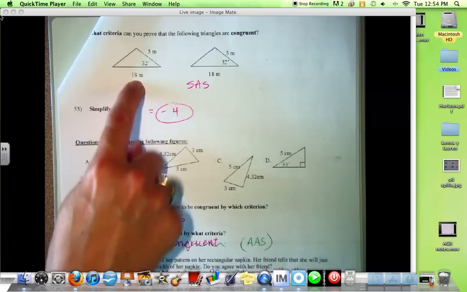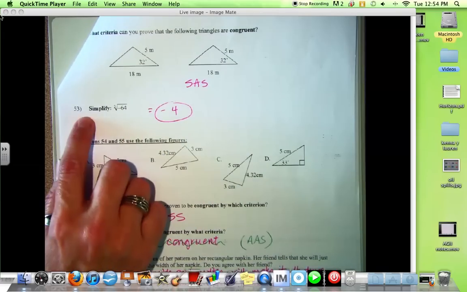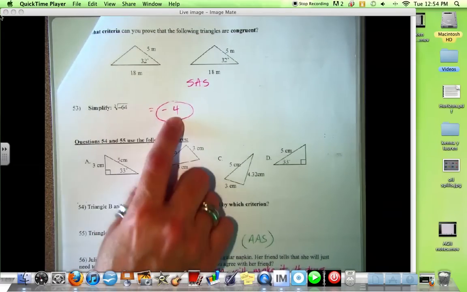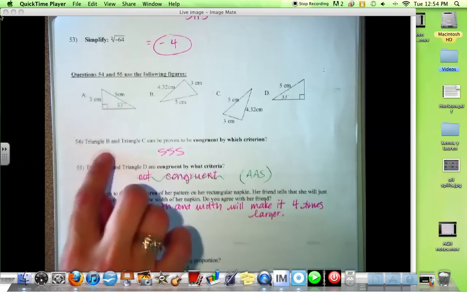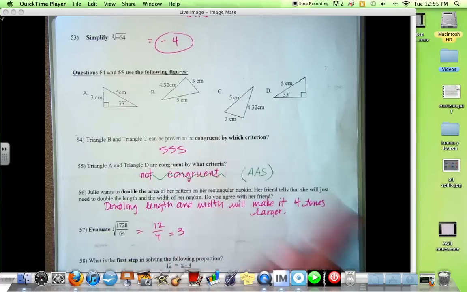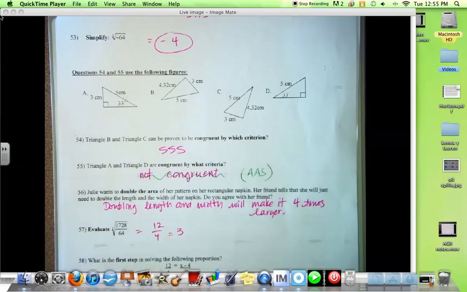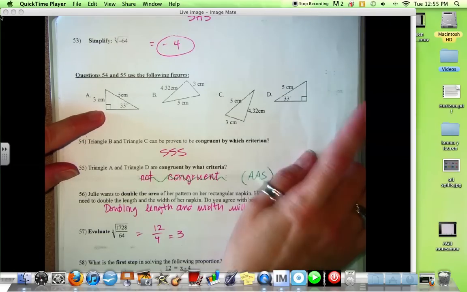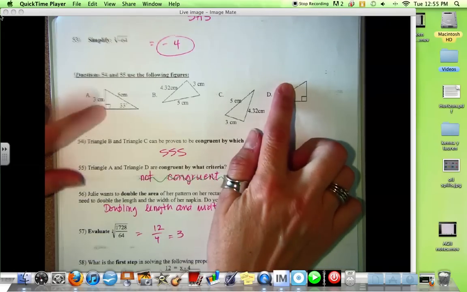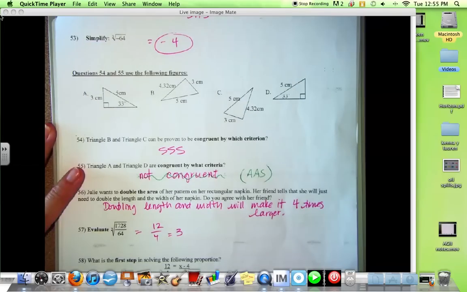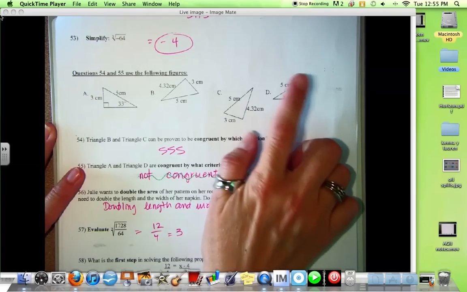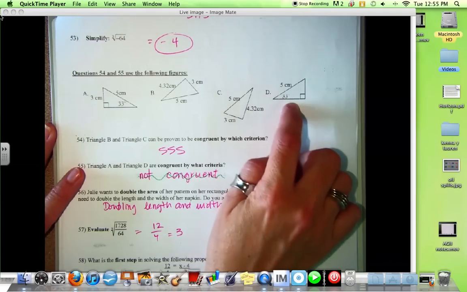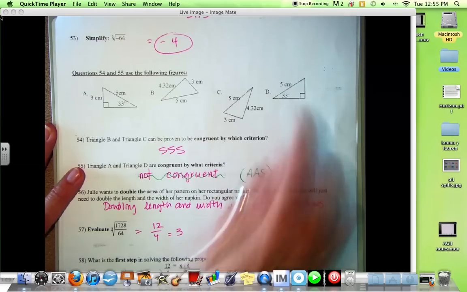52. Side, angle, side. 53, cube root of -64 is -4. 54, B and C are congruent by side, side, side. 55, A and D. You can do angle, angle, side. But you're not given a second side on this one, so you can't use that.